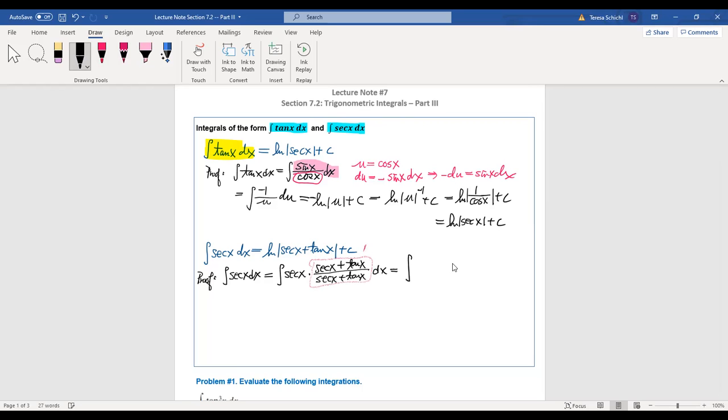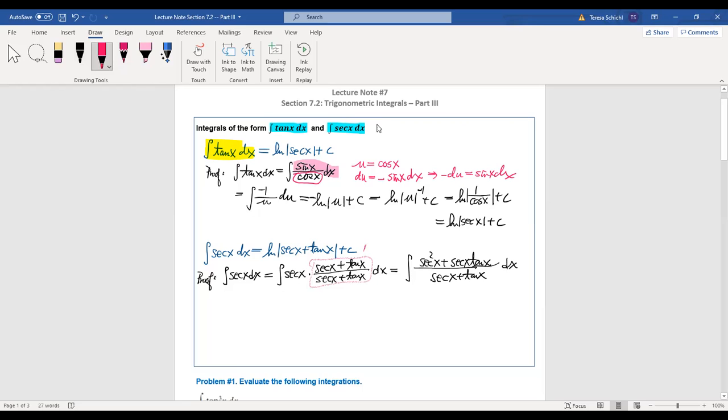Because if you do it this way, then you take that in. So this is secant square x plus secant x tangent x, then you have a dx. Now the bottom here is the secant x plus tangent x.